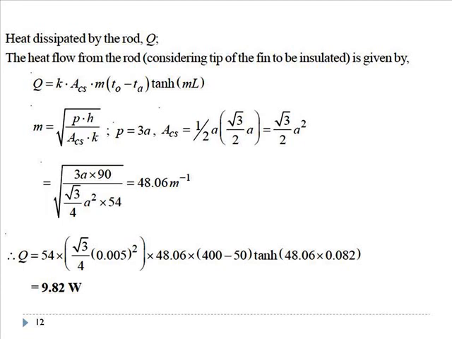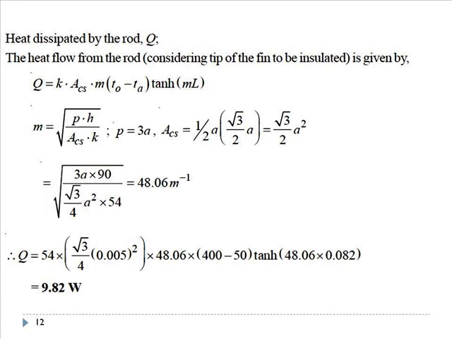The fin constant m is the square root of P h divided by A K, where P is the perimeter, whose value is 3A, and the cross section area is 1/2 A times the square root of 3 by 2 A, that is the square root of 3 by 4 A squared. When we put in all the values of thermal conductivity, convection heat transfer coefficient, and the side dimension A of 5 mm, we get the fin constant m equal to 48.06 per meter.